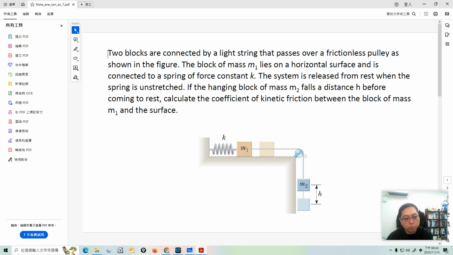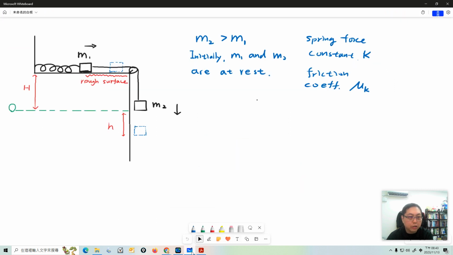The calculation of this problem takes a little more time, not because it's difficult, but because you have two objects, so you have to consider two objects. In the previous example in energy conservation, we only had one object, but in this problem we have two objects. So it takes a little more time, and that's why I didn't demonstrate this example in the formal class. So I made this video for this problem. Let's start the calculation.